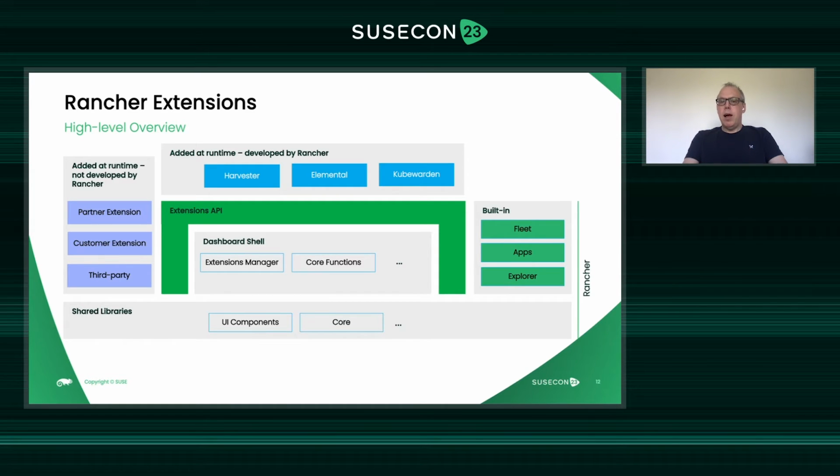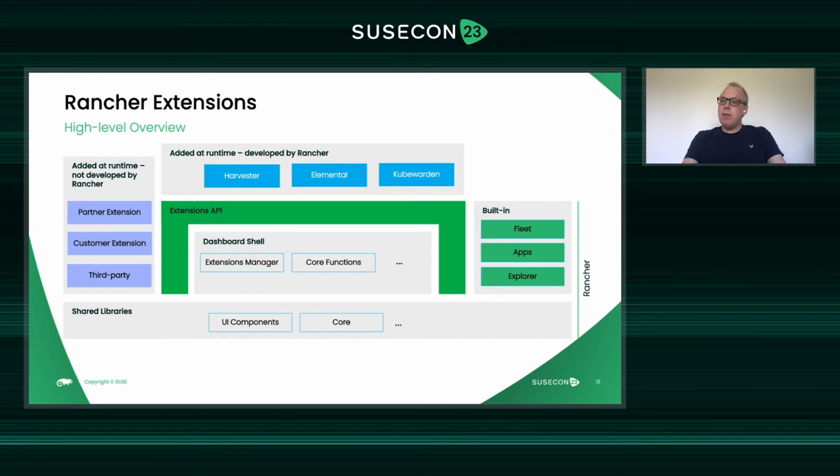On the top, also developed by Rancher: Harvester, Elemental, Kubewarden. Currently, we will be adding more. These are extensions we're developing. They'll go into the Rancher catalog. But these can be added at runtime, so they don't ship with Rancher. If you deploy 2.7.5 of Rancher and then at some point there's a nice extension, you can install it, you can upgrade it, you can remove it. It has its own life cycle. It's not bundled in with Rancher.